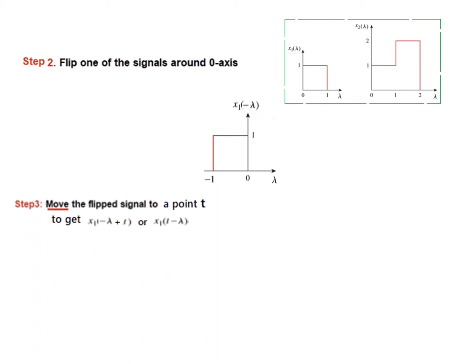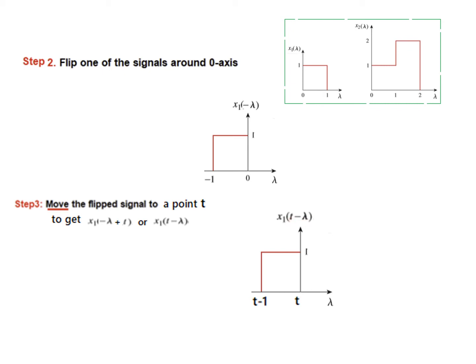The third step is to move the flipped signal to a point t. So we'll move this to any arbitrary point t, and what we really do is change 0 into t, like here. So the 0 becomes t, or t is added to 0, and similarly t is added here, so it is t minus 1, and similarly t is added here, so it is x1(t minus lambda).